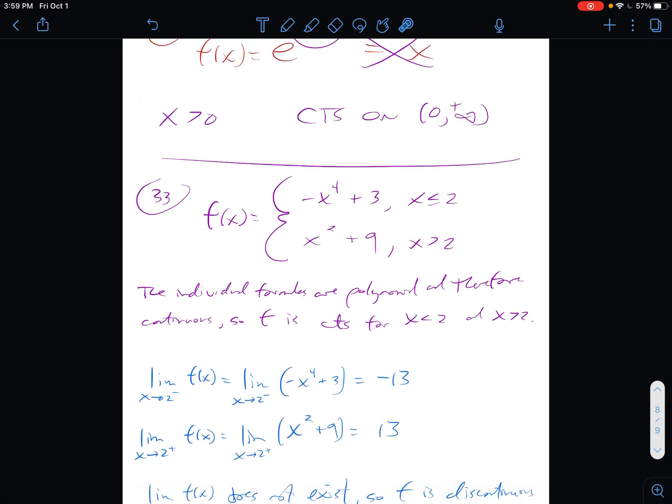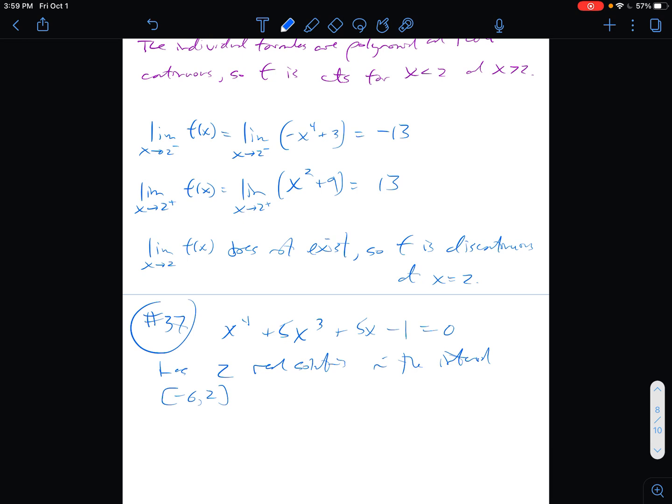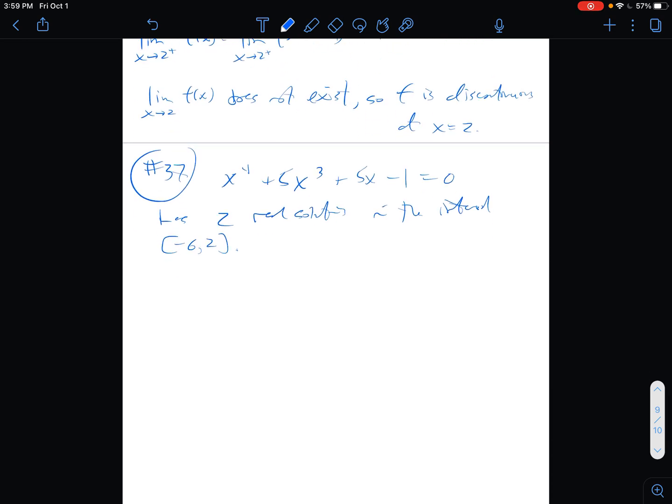And any more from this? Number 37 is the last from the book. Show that the equation x to the fourth plus 5x to the third plus 5x minus 1 equals 0 has at least 2 real solutions in the interval from -6 to 2. There's a little bit of a trick here with 2 of them.